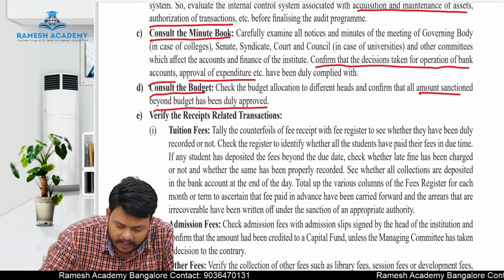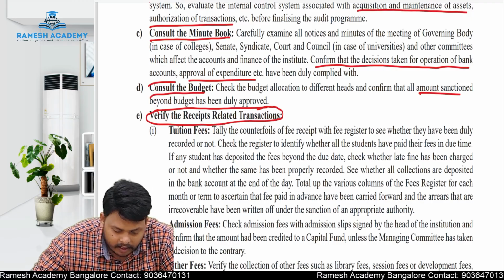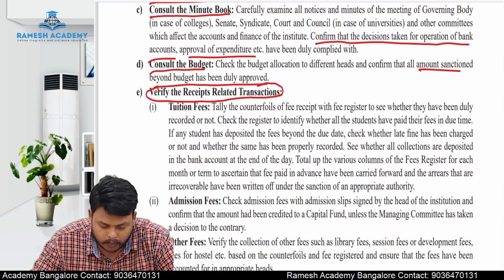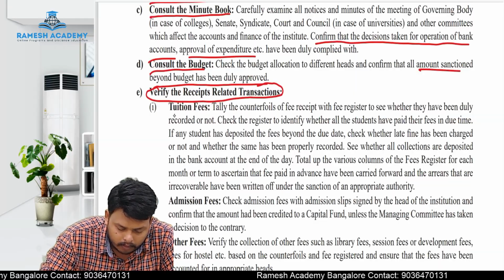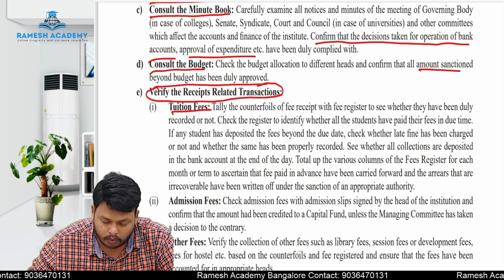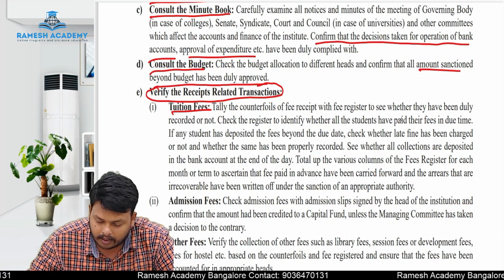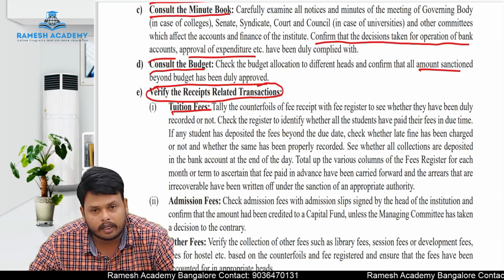Next, verify receipts related transactions. Suppose tuition fees. What does the auditor have to verify here? Tally the counter files of fee receipts with the fee register to see whether they have been duly recorded or not.